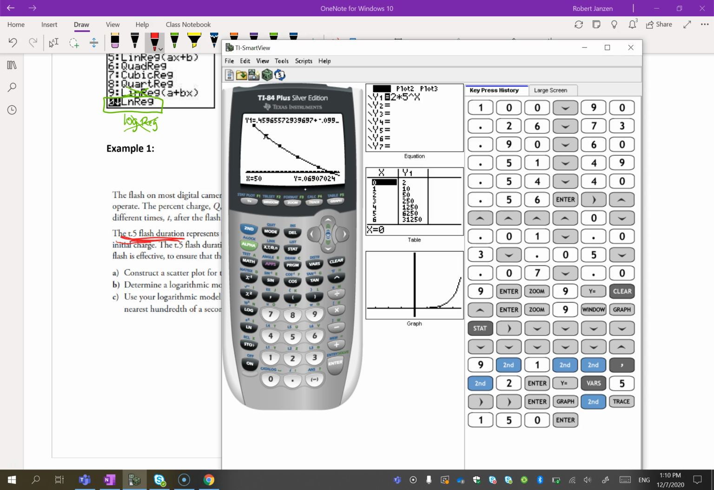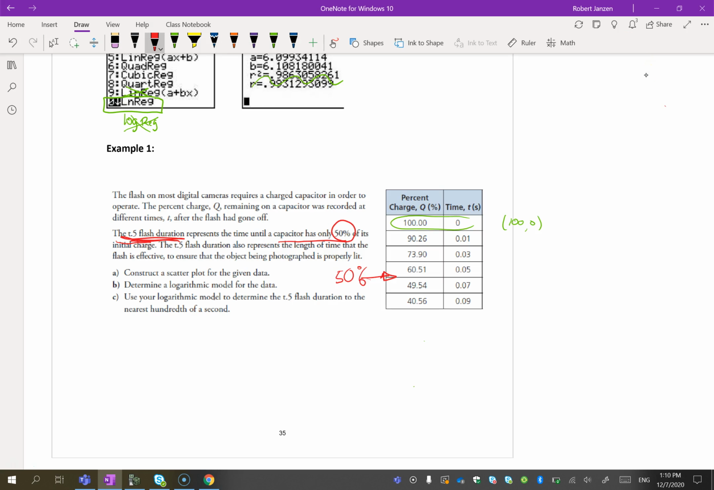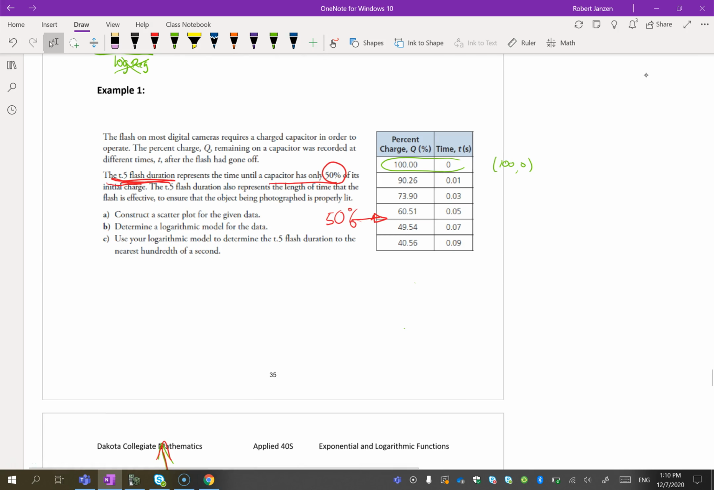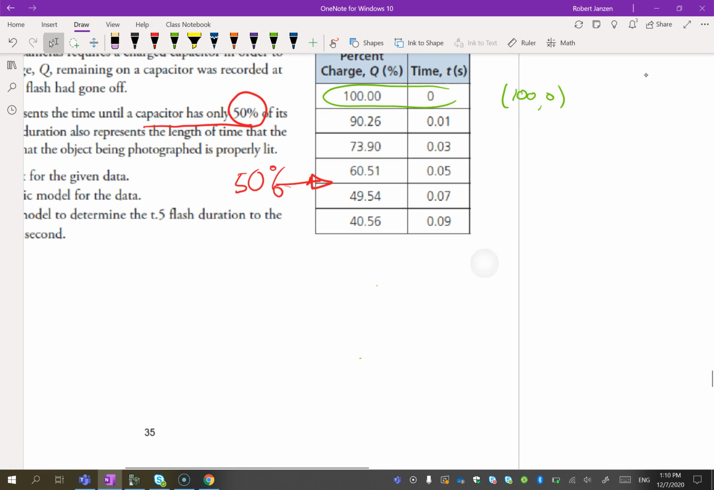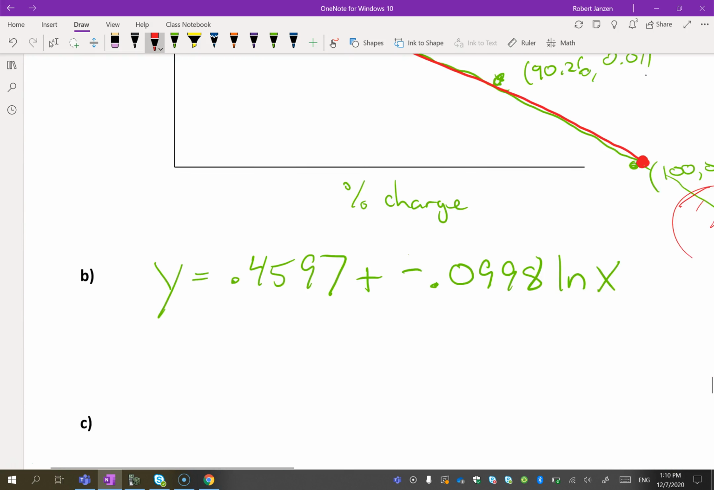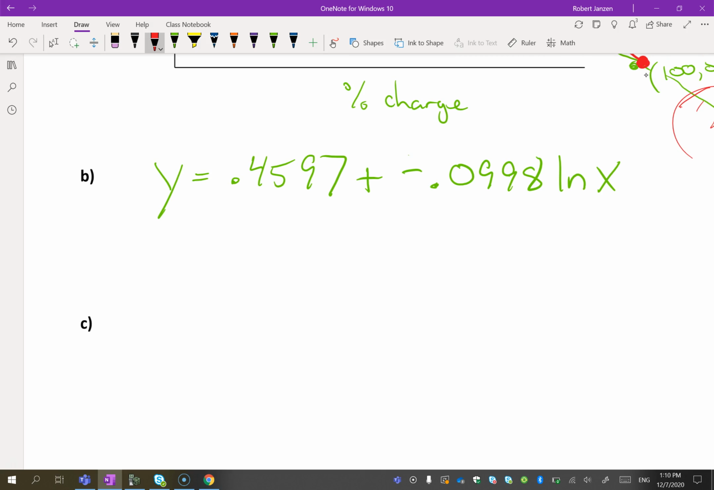0.069, so I'm going to say, well, I think I have to put 0.069 because 0.07 is not quite 50. So I'm going to put time is 0.069 seconds. It would achieve 50% charge.